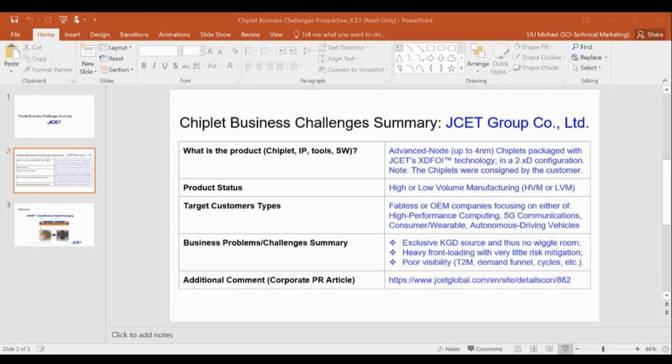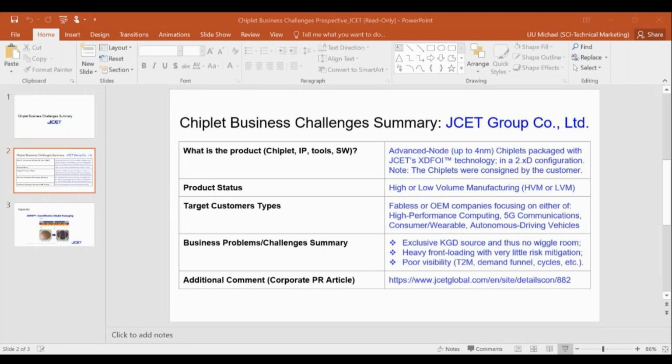From the OSAT's perspective, LVM means below 1,000 wafers per month. So it's not much. Target customer types are either fabless or OEM companies shooting for HPC, 5G communications, consumer wearable, or autonomous driving vehicles on the computing side. Major business problems, I wouldn't call them problems, business challenges, like I mentioned earlier, have persisted over the last year or so. We don't really have a truly open ecosystem. Everything is closed loop, everything is consigned, everything is confidential.